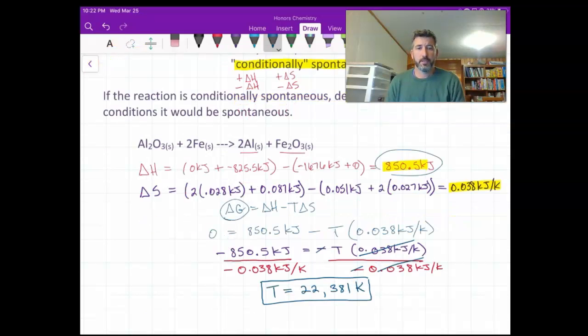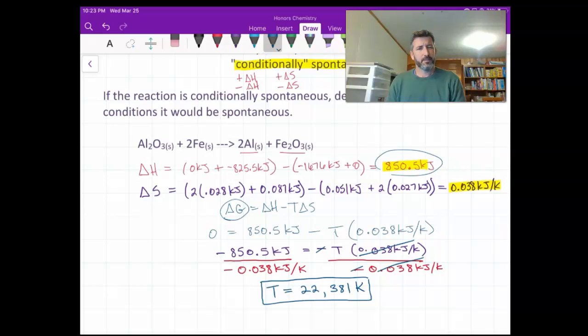Okay, so there you see the math there, solving for T. Hopefully that's what you got, 22,381 kelvins. I guess you could convert it to degrees Celsius, but subtracting 273, you still get over 22,000 degrees. So it's extremely hot. So this just means that this reaction is only spontaneous at extremely high temperatures.